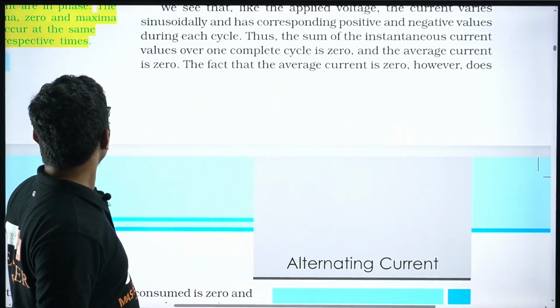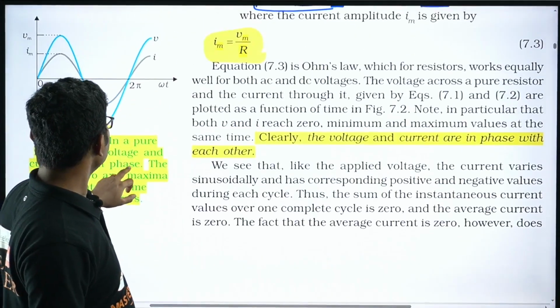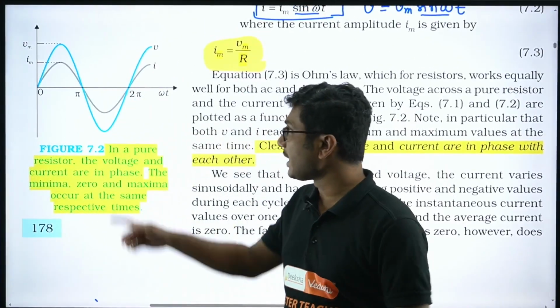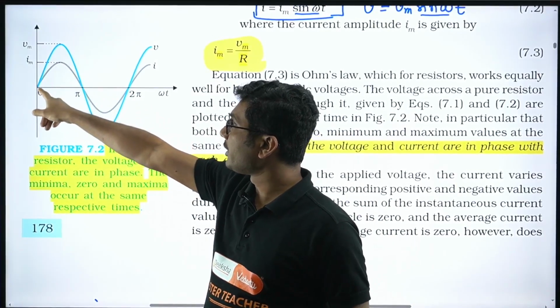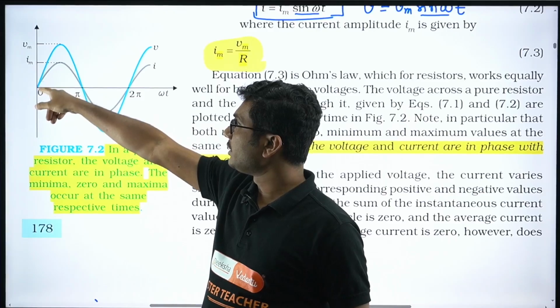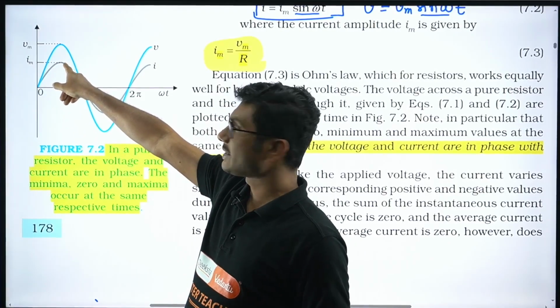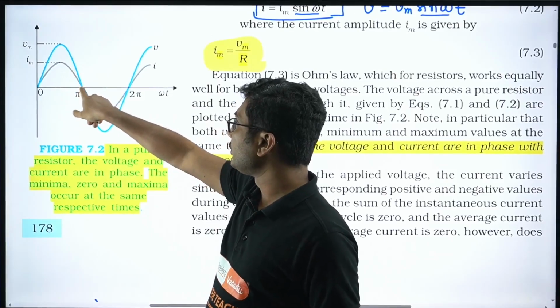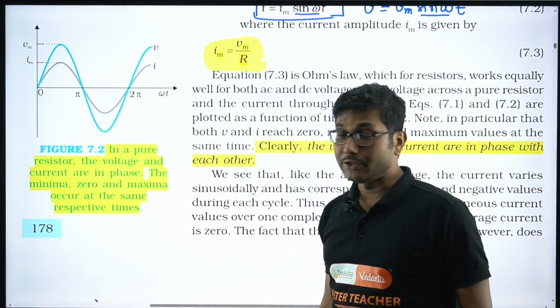Okay, one more important thing is this diagram. If you see, when the current is maximum, voltage is also maximum. When the current is 0, voltage is 0. So both of them start from 0, go to maximum together, come back to 0, go to minimum together, and then go to maximum and 0 again together.